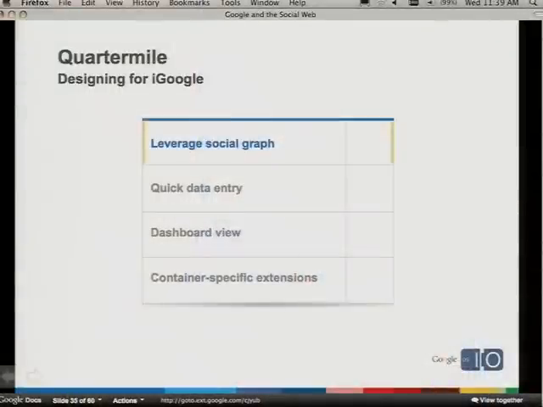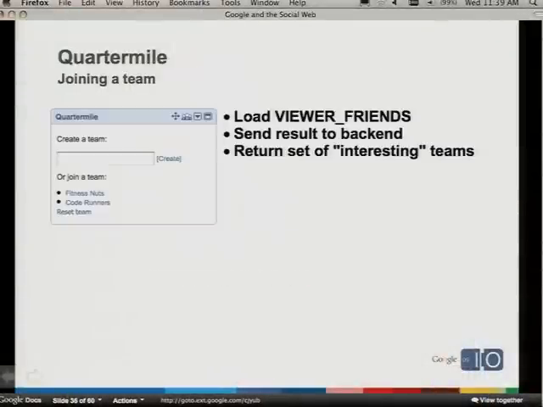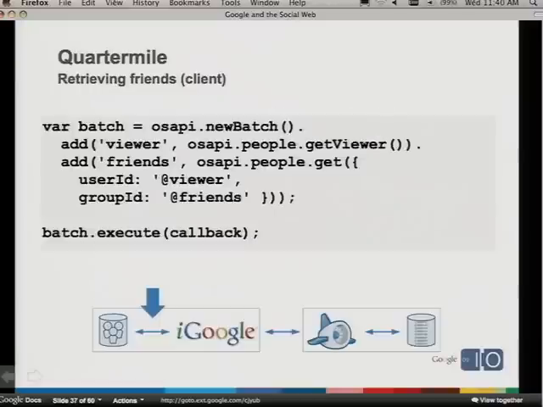So let's go through each of the features that we're really interested in here. The first one, leveraging the social graph. You'll notice before that when I first loaded the gadget, I was prompted to either create a team or join an existing team. How this is social is that when I first load, the gadget makes a request for all of my friends and all of the teams that my friends are on. Based off of that, I can send that request to the backend and return a set of interesting teams based off of the ones that my friends have already joined.